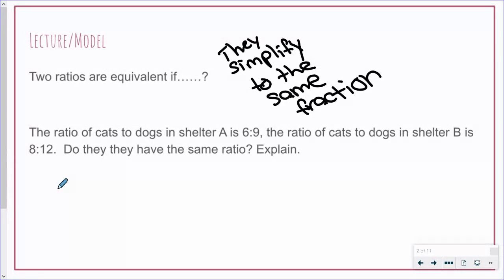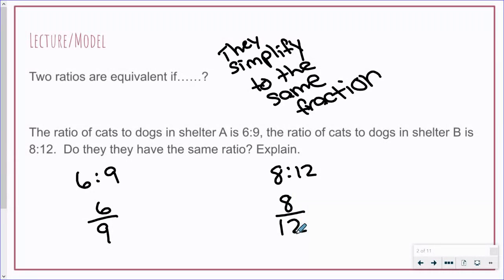All right, so let's take a look at this problem here. The ratio of cats to dogs in shelter A is 6 to 9, which would be written as 6 over 9. The ratio of cats to dogs in shelter B is 8 to 12, which would be written as 8 over 12. Do they have the same ratio, and explain?